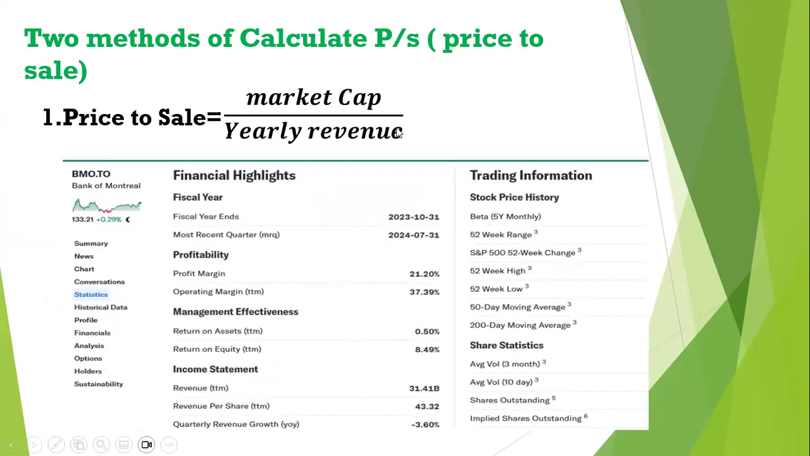To get the yearly revenue, you have to go to the income statement of that company. So you come here and you have the income statement, and the revenue is 31.41 billion. This is the revenue, and the TTM is not a quarterly amount. TTM means trailing 12 months. So it's for the whole 12 months reported in the last period. That's the amount. Now go back and put all the numbers in, and you get the PS ratio.